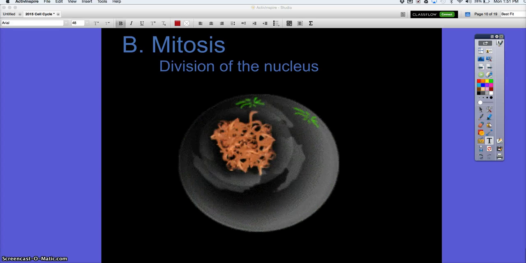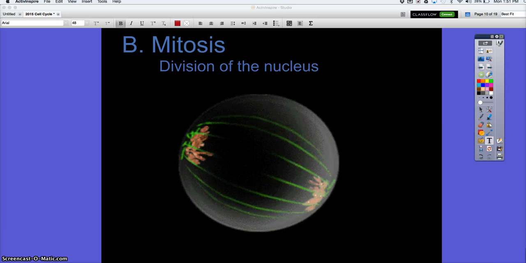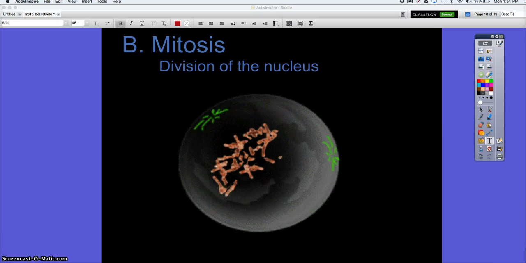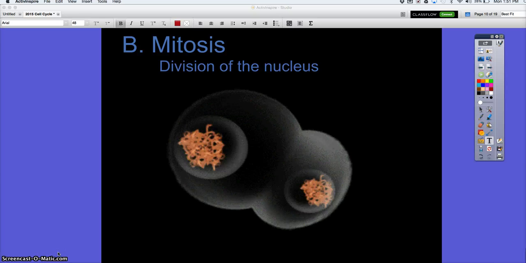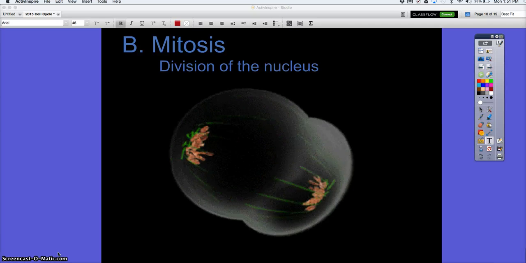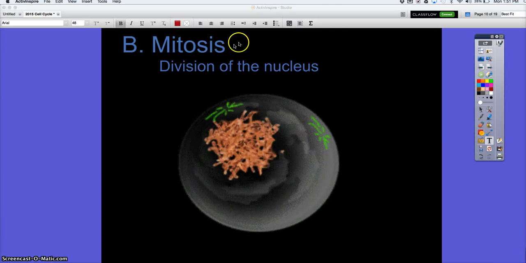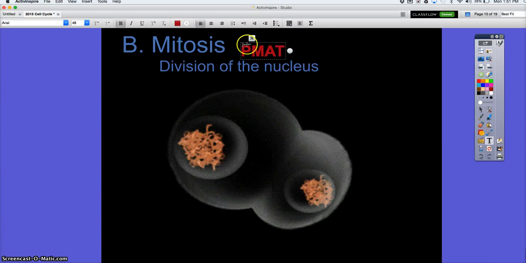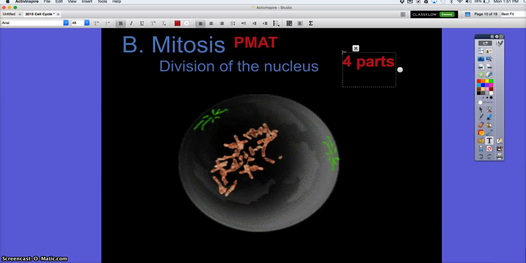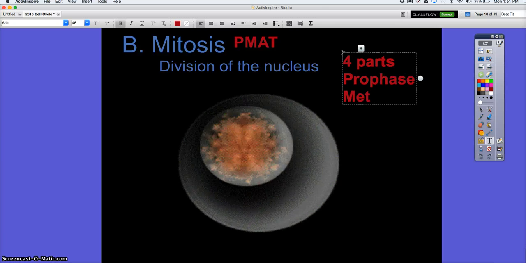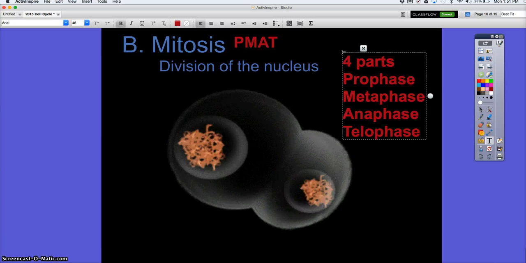We move on to the second phase in the cell cycle, which is mitosis, which has how many parts? Four. The four parts can be broken down into one word, PMAT. I know that's not a word, but the four parts are prophase, what else? Metaphase, anaphase, and telophase.